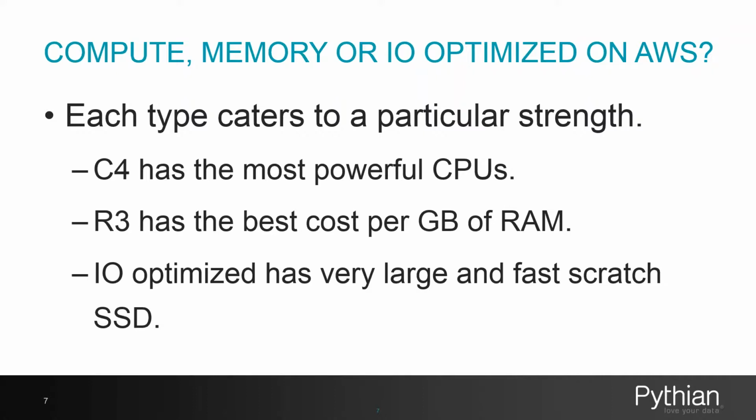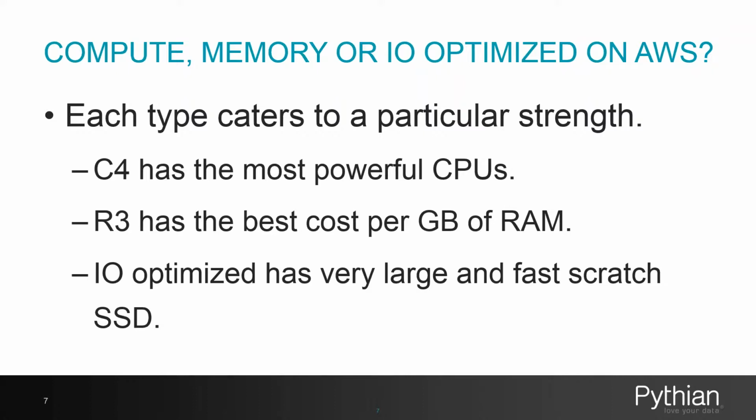Last, I want to mention the I/O optimized, the i2 machines. These have very large and fast scratch SSDs. Now, usually these will have the same amount of memory as a memory optimized machine, but on top of that, they have really big SSDs that are attached to the machine. Now, these SSDs are not permanent storage though. If the machine gets bounced or if the machine gets turned off, whatever's sitting on that SSD local storage will disappear.